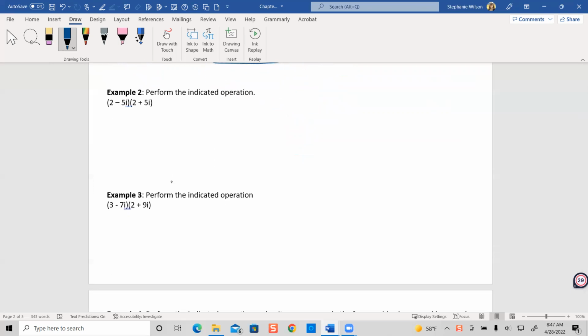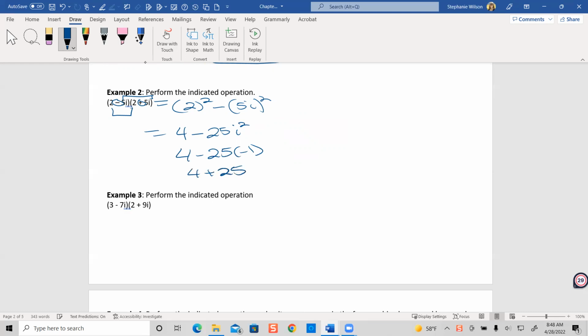Okay, our next one says we're going to multiply. So if you notice, the first terms are identical, the last terms are identical, but the signs are different. So this is where we can follow that rule, where we can square the first, right? And we're going to say minus the last squared. Let me put that 2 on the outside of that parenthesis. All right, so now I got 2 squared, which is 4, minus 5 squared is 25, i squared. Well, i squared is negative 1, negative times negative. So 4 plus 25 is 29. So that would be my answer.